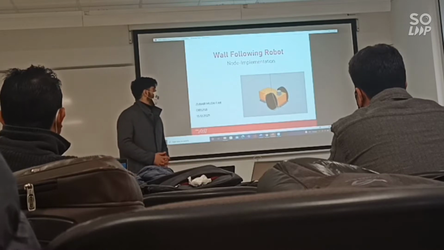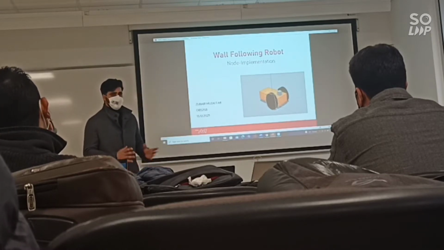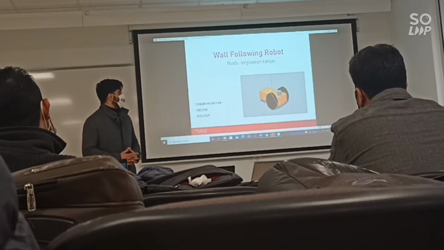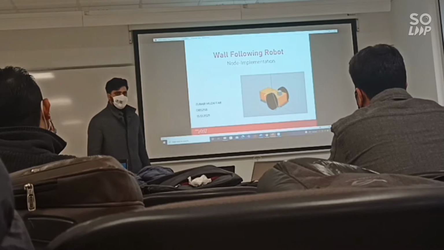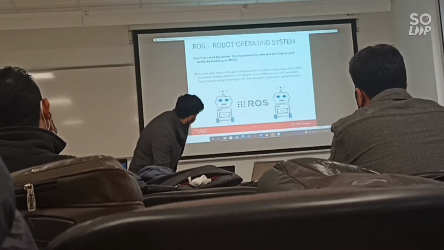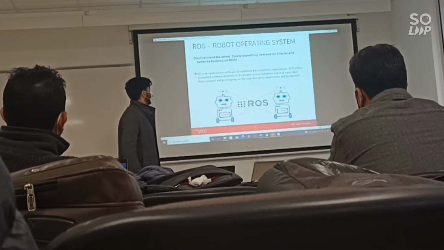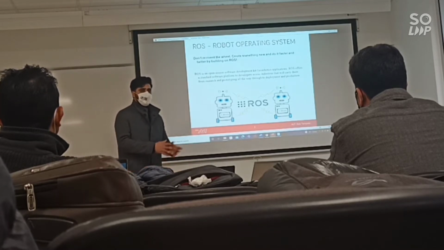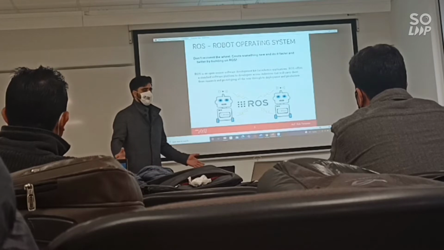I will give you a brief idea of what software I use, I will tell you what environment I use, and later on I will show you how the robot behaves at the end. So the first thing that I use is ROS, that is Robot Operating System. If you want to control a robot, you have to give your commands, you have to make the robot do certain things. So this is the platform.